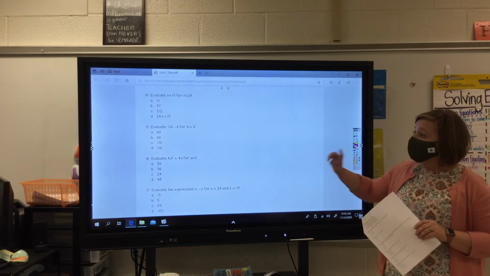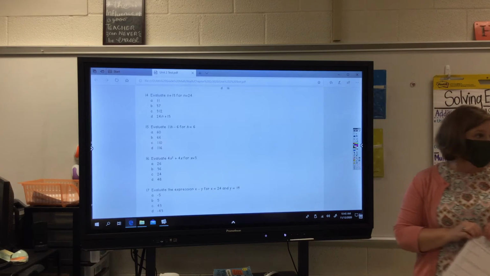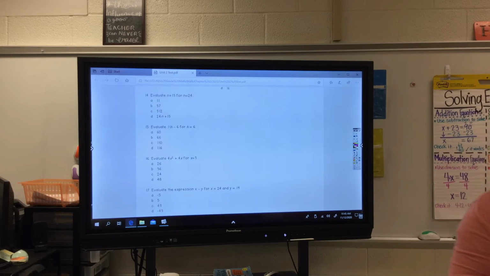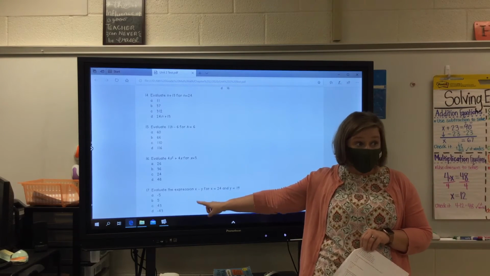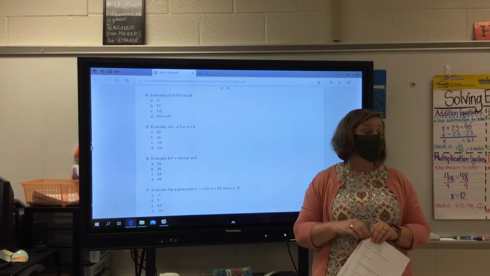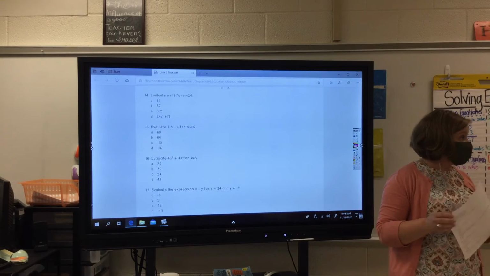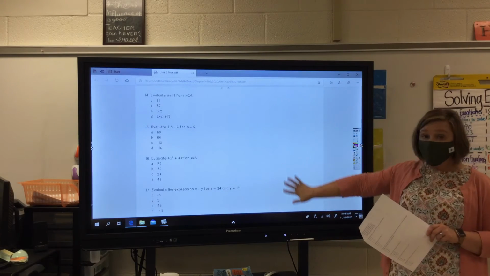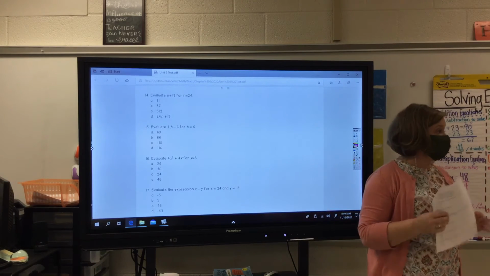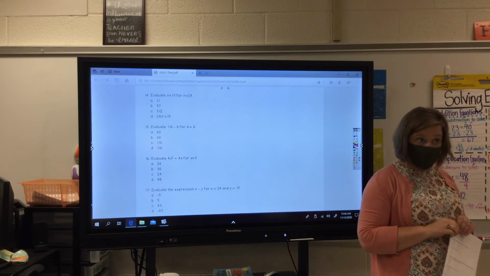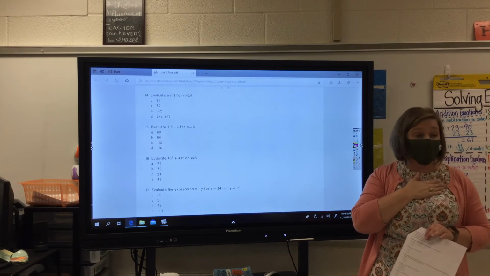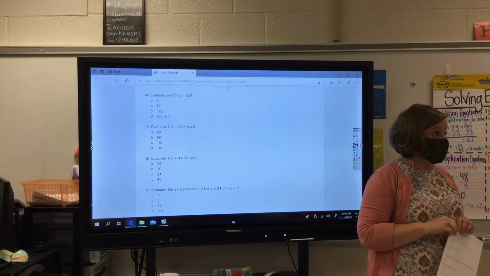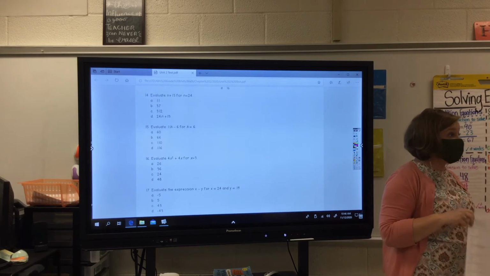Number 14, 15, 16, and 17. You have an expression. I've given you the value of the variable, or like in number 17, the variables, okay? You have to plug them in and you have to solve it, okay? There is room over here for you to what? Work it out, just like the function tables up there. I want to see your work. I want to know how you got your answer. It is not a guessing game, okay?